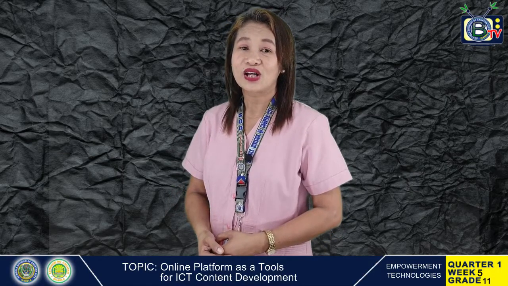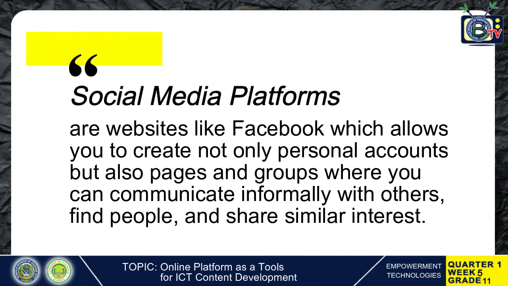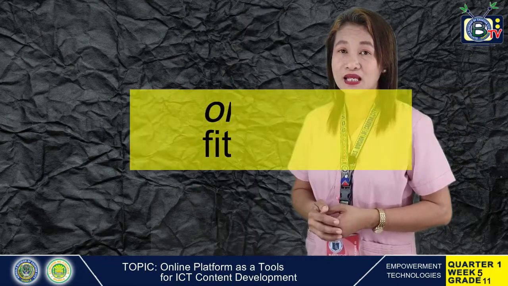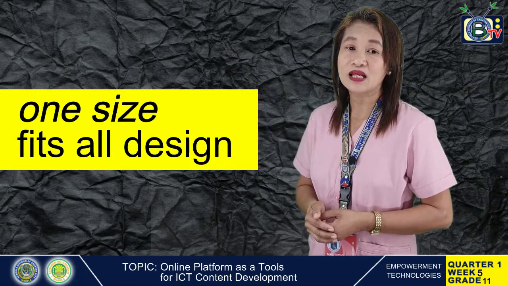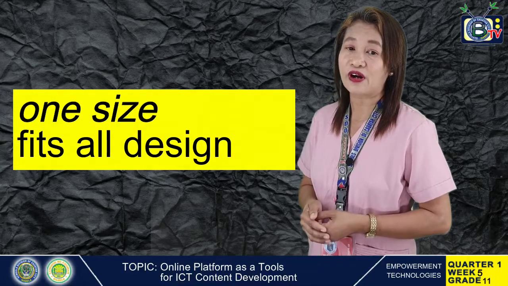Let us try to recall once again what the so-called social media platforms are. Social media platforms are websites like Facebook which allow you to create not only personal accounts but also pages and groups where you can communicate informally with others, find people, and share similar interests. This platform has a one-size-fits-all design, which means that the design of one user has the same design or content frame as the others. The user cannot rearrange the design of the page.